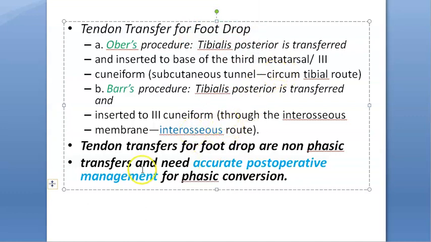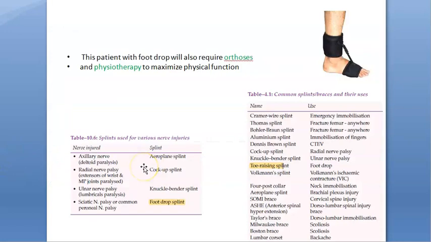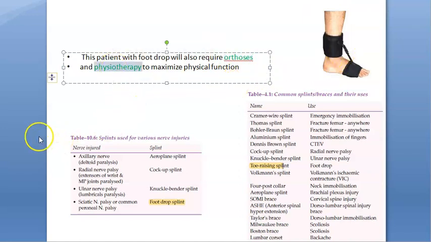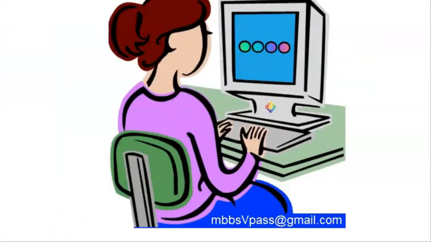Anyways. After all this tendon transfer, you should do accurate post-operative management. Then you can also give some orthosis, which will hold it up, support some weak structure. Then physiotherapy also you can advise for the person. There are some splints like a foot drop splint, toe raising splint, etc. that can also be tried. So that's it for now, guys, in this video on foot drop. Bye bye.